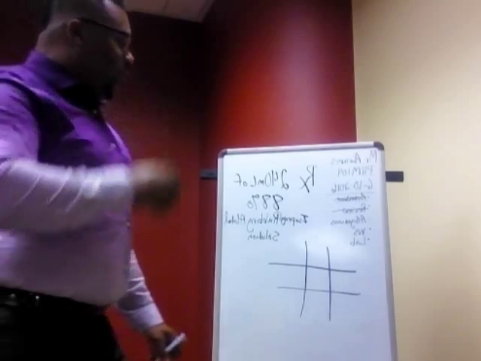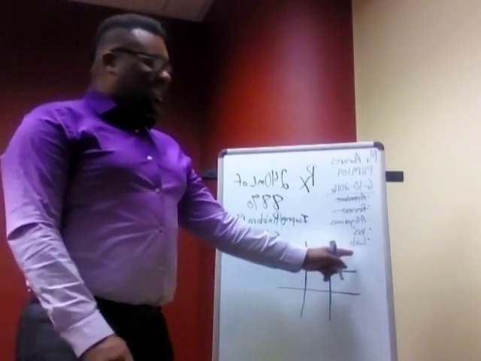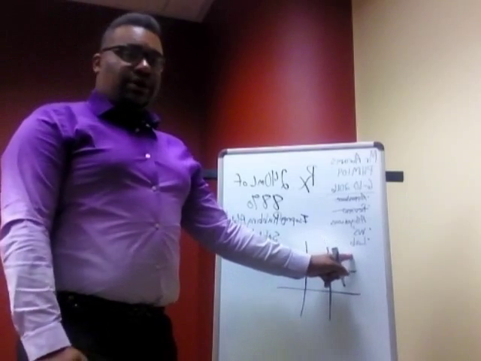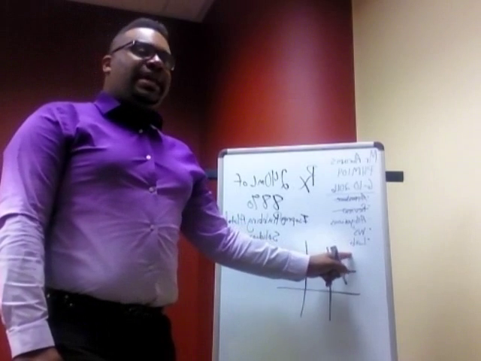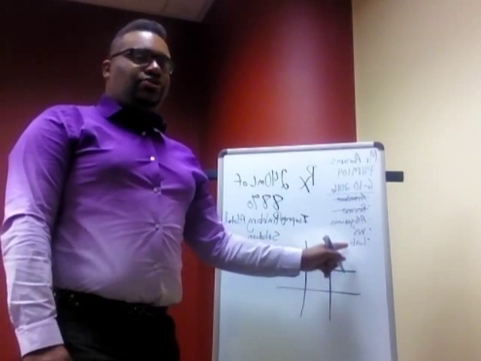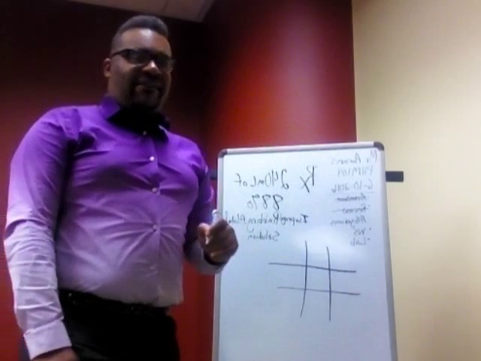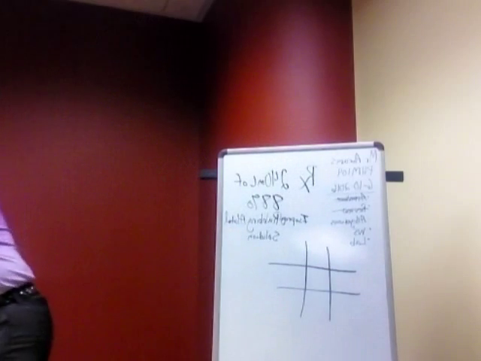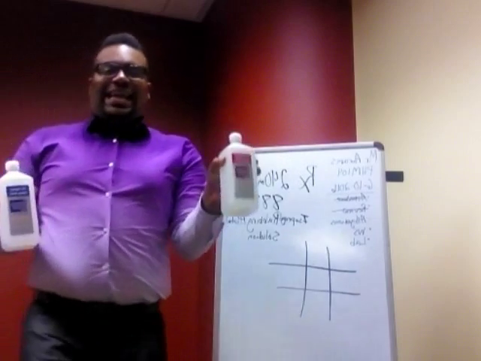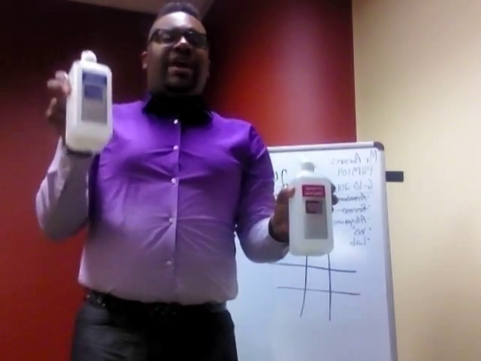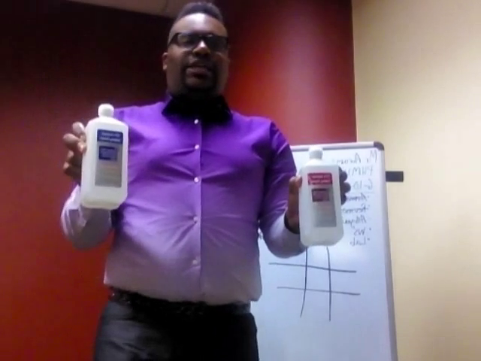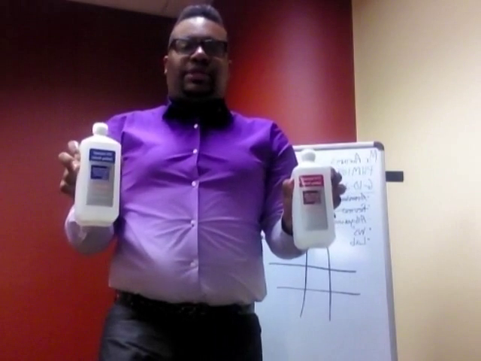Right? So what we're going to do in this top left corner, we're going to put the highest or biggest percent strength concentration of what you have in stock. So let's go back to what we have. We have a 91% isopropyl rubbing alcohol solution, and we have a 70% isopropyl alcohol rubbing solution.